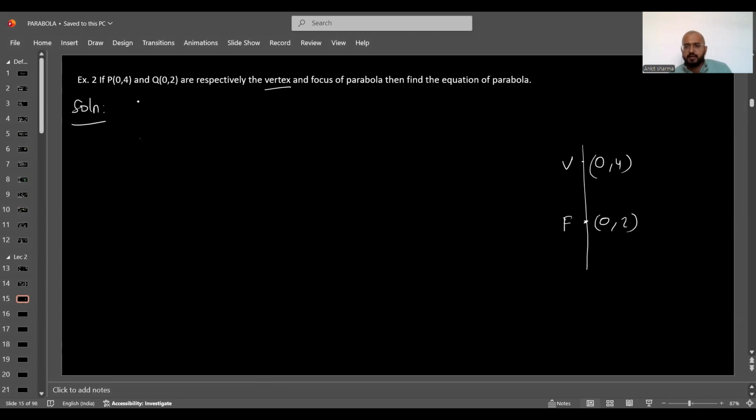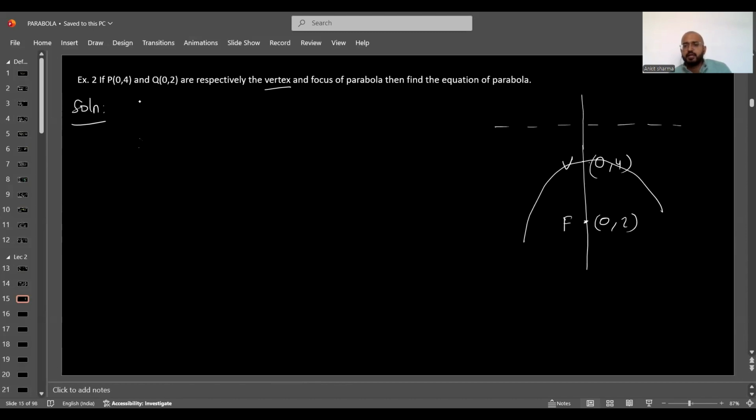But anyway, for my parabola, I can be sure it will be somewhat like this, because my vertex is at (0, 4) and the focus is at (0, 2). So the vertex is here. You can just think of the parabola this way, like this. It will be somewhat like this because (0, 2) is the focus and the vertex is (0, 4). That means I can think of finding the directrix here.